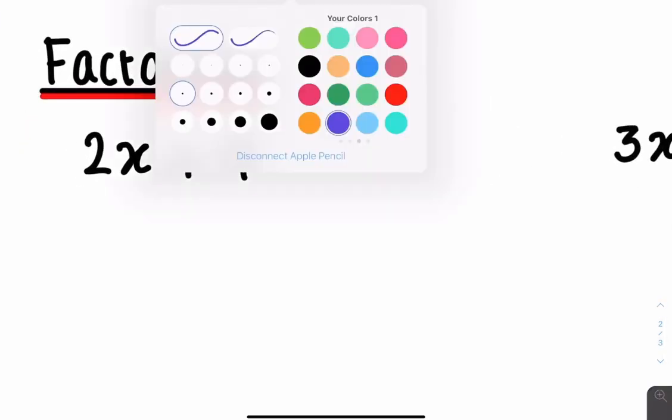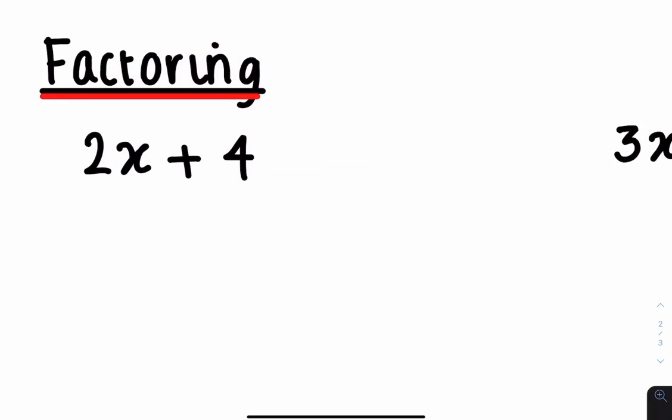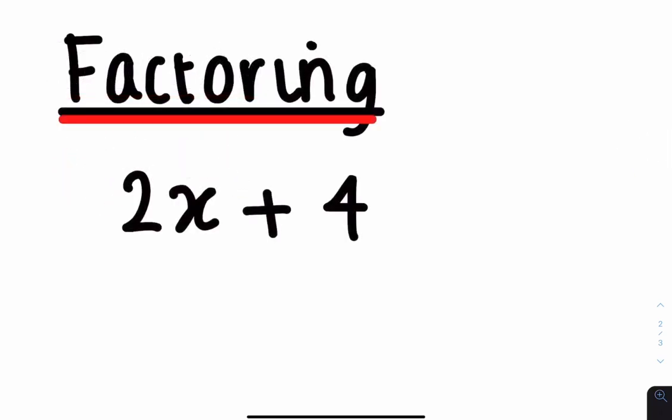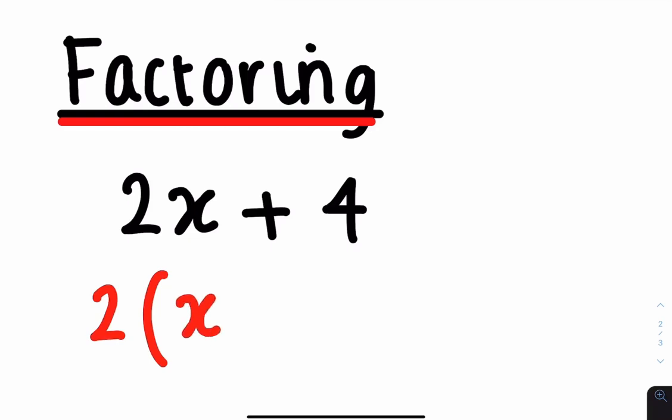Here we have 2x plus 4. So when you factor, all you have to do is find the highest common factor between the two terms. So we have a 2x here and we have a 4 here. So the highest common factor for 2x and 4 is just 2. So if I take the 2 out and I open the bracket, 2 multiplied by what gives you x? Just x. And 2 multiplied by what gives you 4? Plus 2.